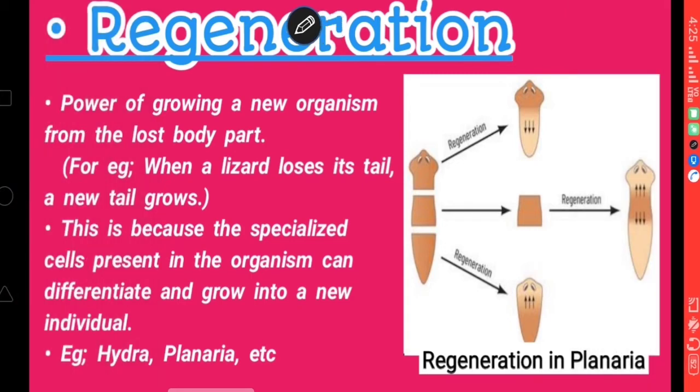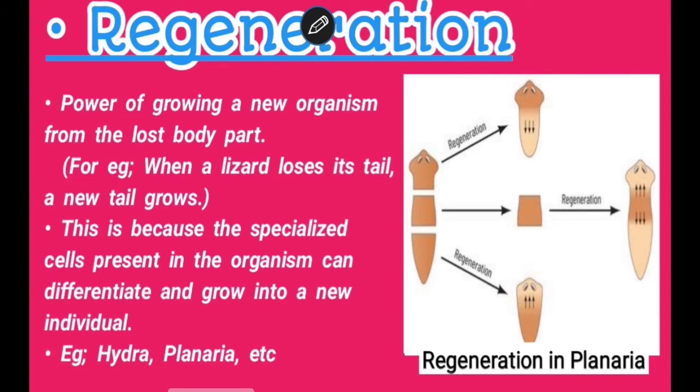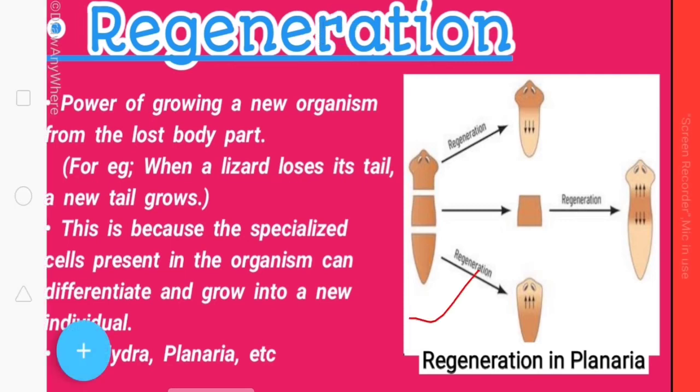Okay, for example, Hydra and planaria. We can see regeneration, a type of asexual reproduction, in Hydra and planaria. On the right hand side, an image of planaria is given. Here, this planaria is getting fragmented, which means it is broken down into pieces.